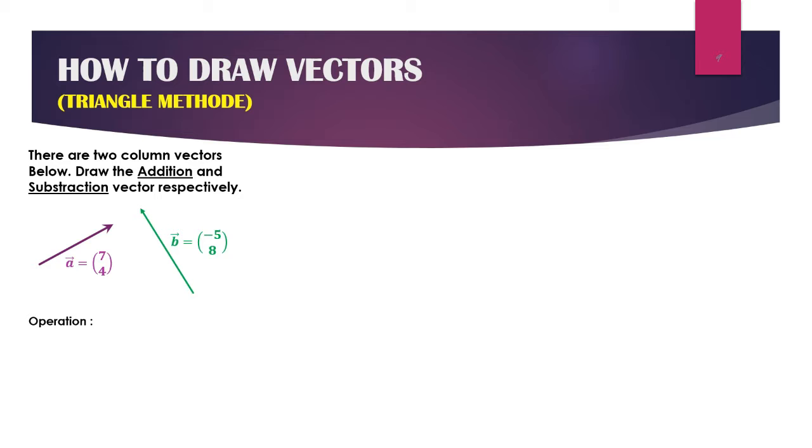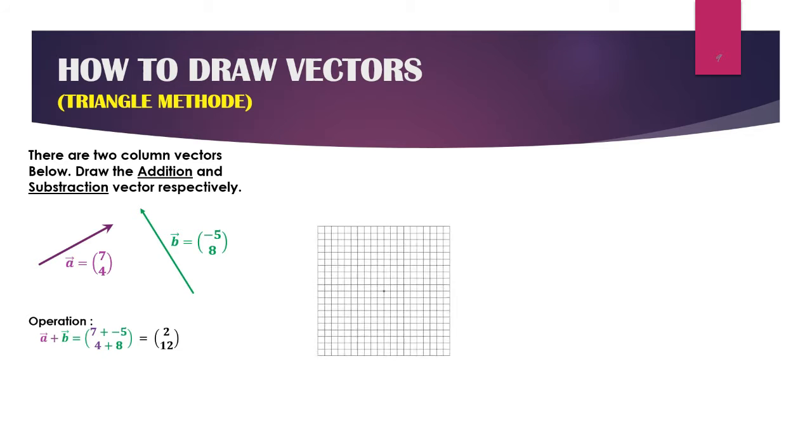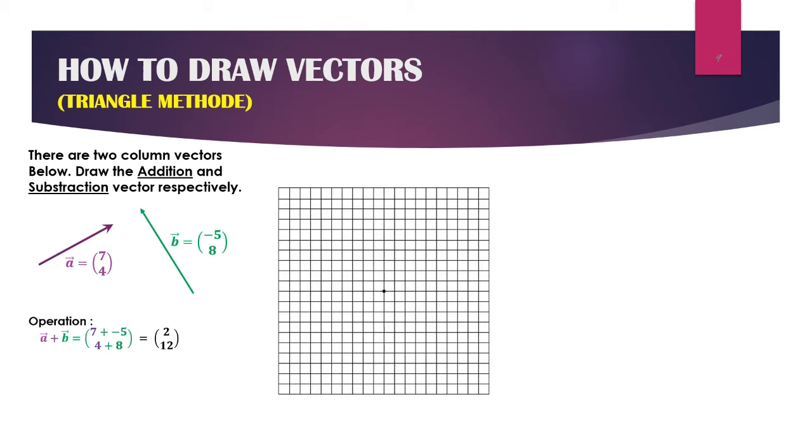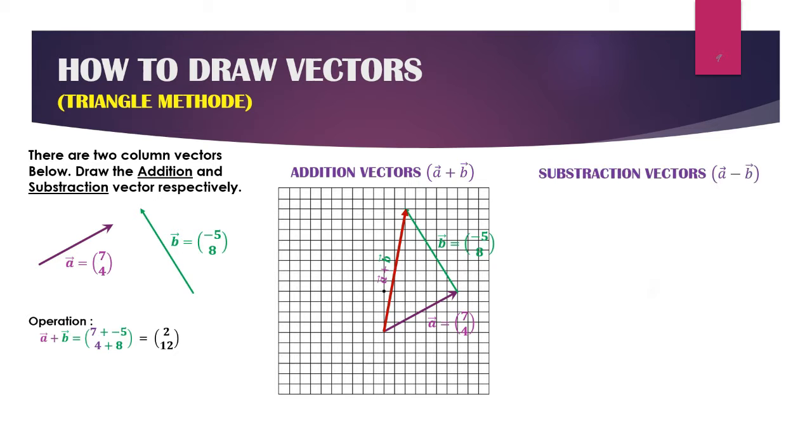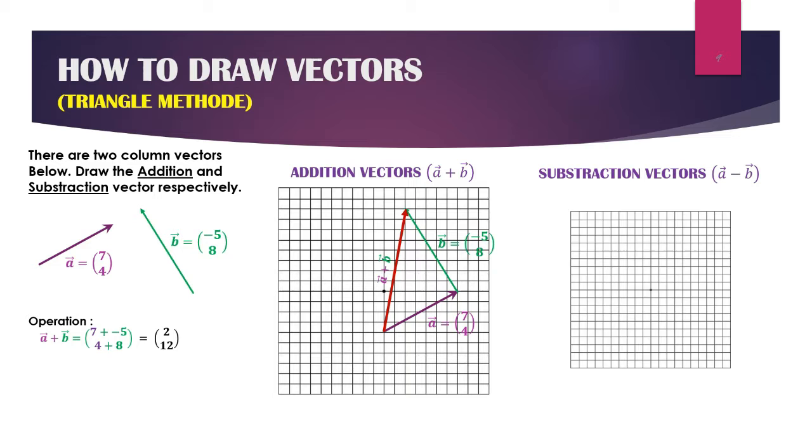Okay, the first operation is addition of vectors, a plus b. The purple vector is a, and we continue with vector b. Then we make a new vector from the start point to the end point, the red vector.